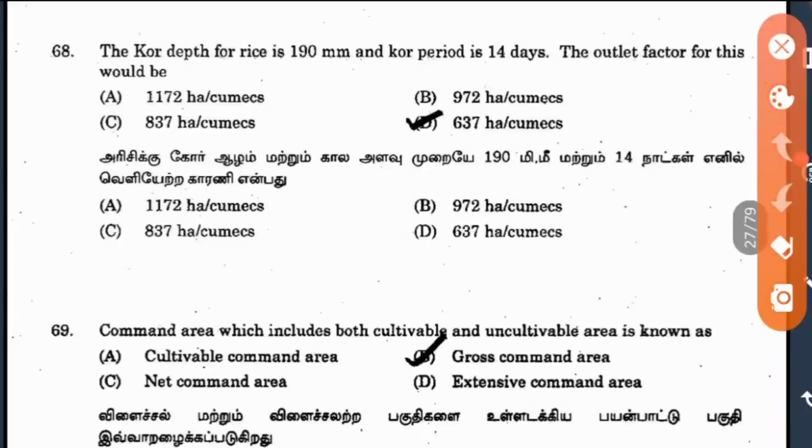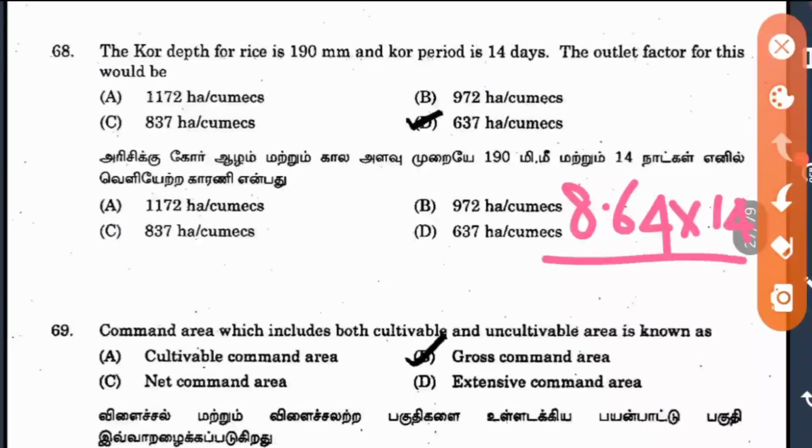That is the duty formula that is given like this, and the outlet factor is nothing but the duty they are mentioning here. Okay, so we know that duty is equal to 8.64 into B by delta. B is the base period and delta is your delta value. So here the base period is nothing but the core period, and for the delta value we have to take the core depth. Okay, so the answer will be 8.64 into this 14 days. This core period should always be in days only, whereas the depth, that is delta, should be in meters only. So it is 0.19 meter.